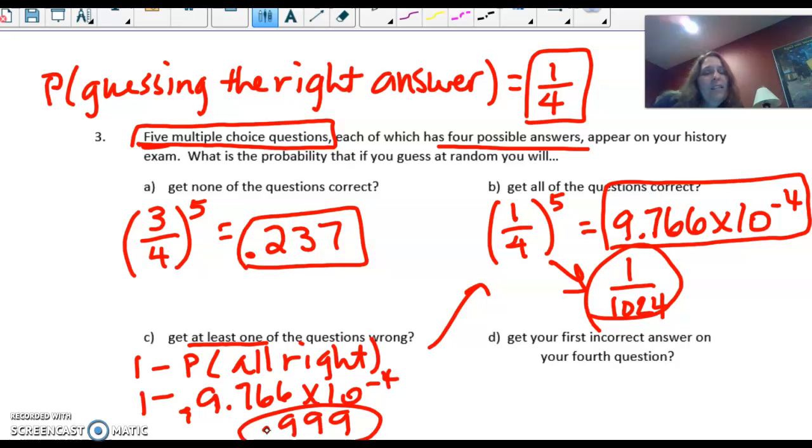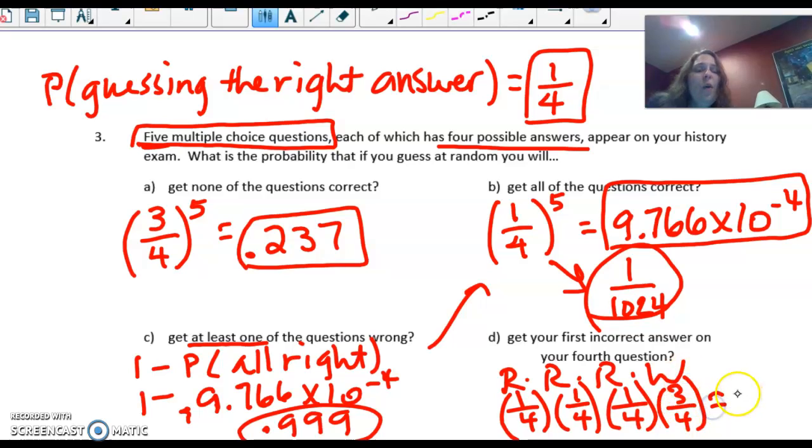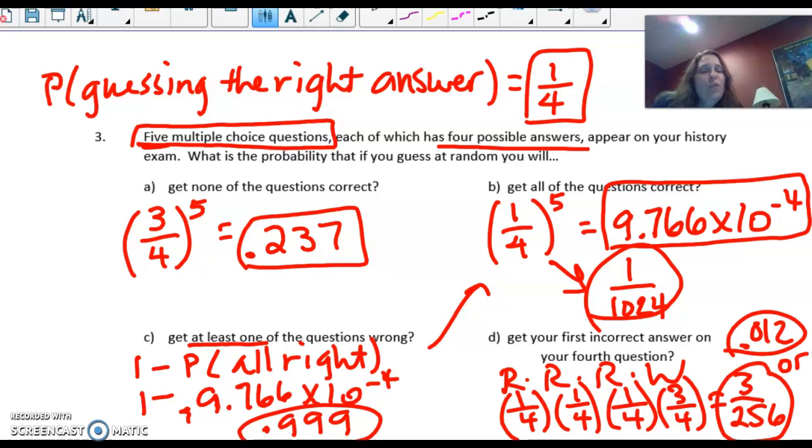All right, last but not least, the probability that you get your first incorrect answer on your 4th question. That means that you got it right, then you got it right, then you got it right, and then you got it wrong. So the probability of getting it right each time is 1/4. The probability of getting it wrong, which did not happen until the last time, would be 3/4. And now you can go ahead and multiply those together. You'll get 3 over 4 to the 4th. Or if you go ahead and take a look, here's the decimal. So 3 over 256 or 0.012 will do it.